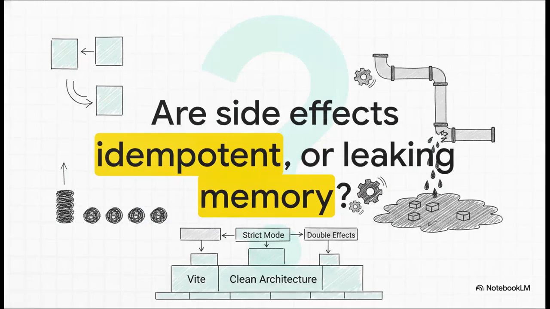Which brings us to our final thought. You know, React strict mode in development intentionally runs your effects twice, specifically to help you find these exact bugs. So you really have to ask yourself, are your side effects truly idempotent, meaning they can run multiple times safely, or is React about to expose some serious memory leaks in your plumbing?